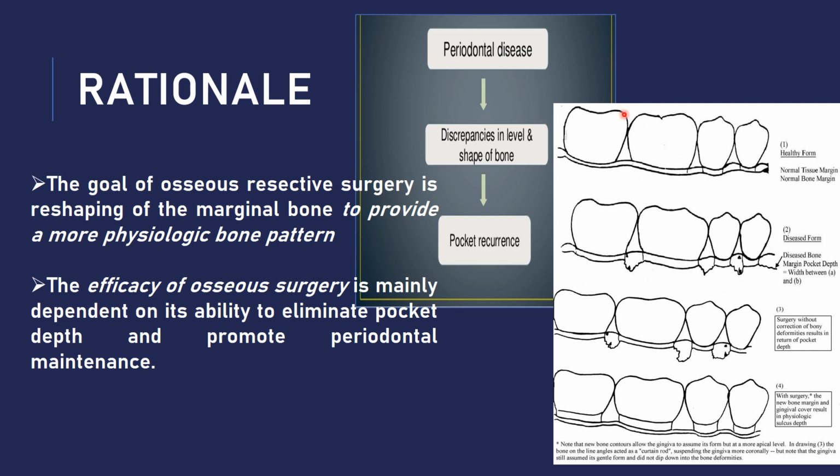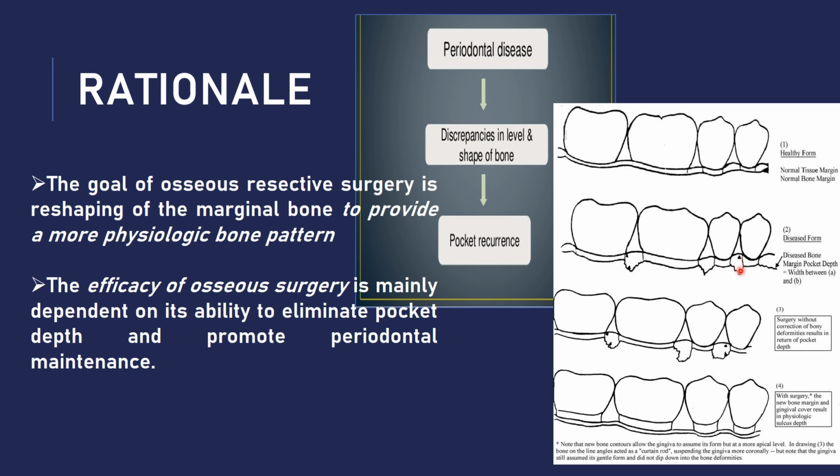So you can see that this is a normal gingival contour, where the tissue contour follows the bone contour. During the disease status, you can see that there is some amount of bone loss, or bony defects, that will occur. You can see the difference between A and B, the width between A and B.